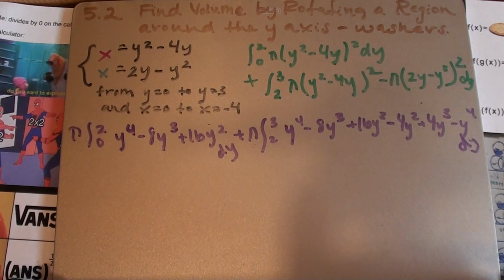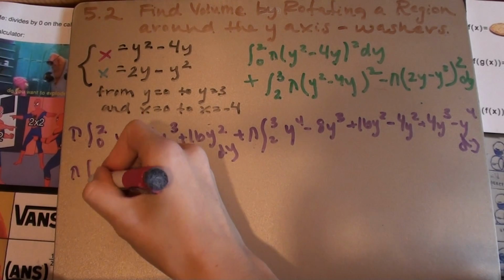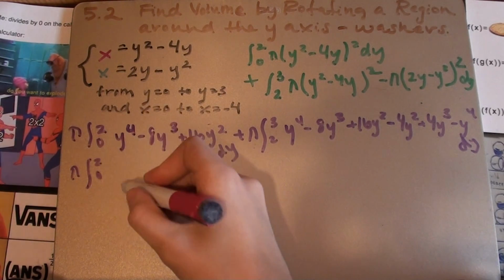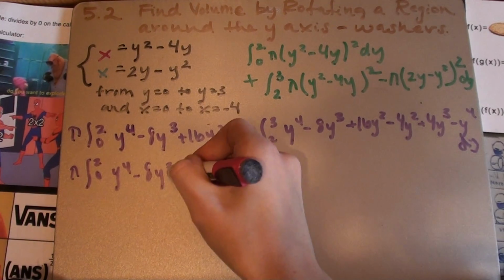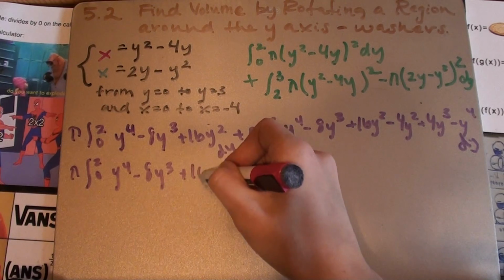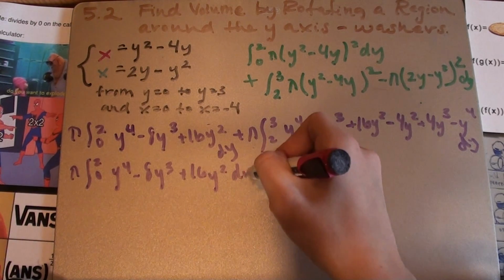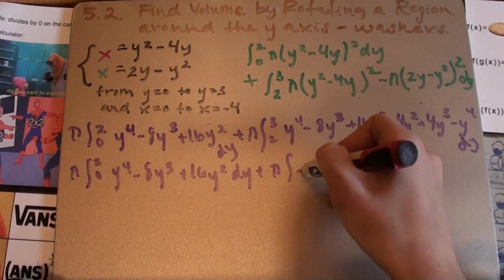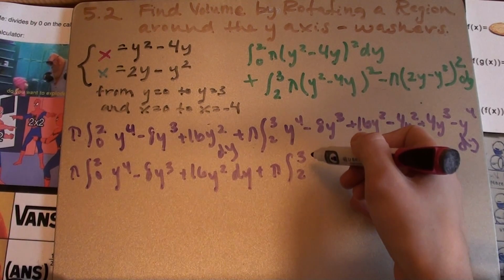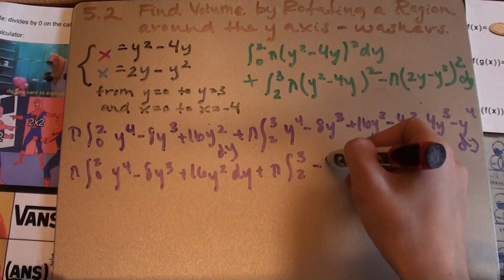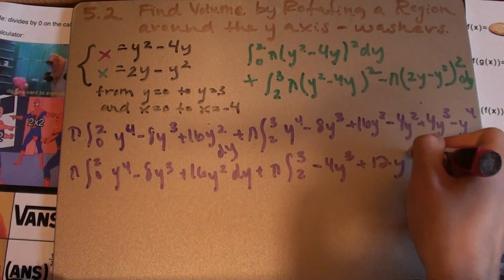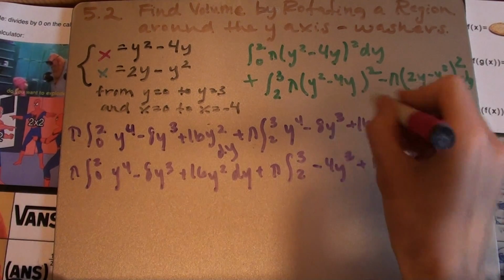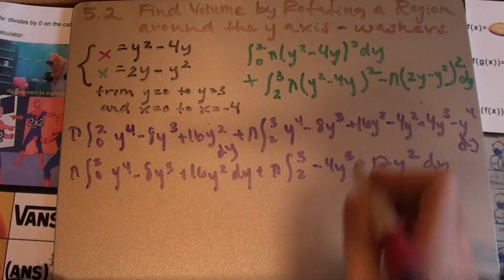So I'm going to simplify. What we're going to get now is our pi, going from 0 to 2, and this is all just going to stay the same: y to the fourth minus 8y cubed plus 16y squared dy, plus our pi times our integral from 2 to 3. And we're going to get a beautiful negative 4y cubed plus 12y squared, and that is what we get when we simplify this integral right here.